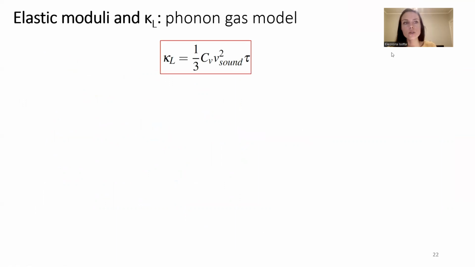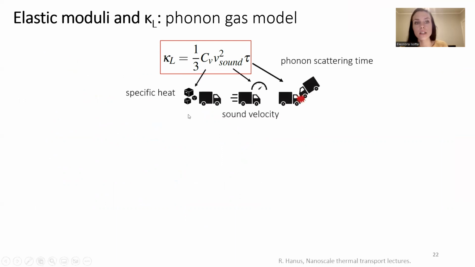So one way to picture lattice thermal conductivity in a very simple way is the phonon gas model. The phonon gas model basically tells us that the lattice thermal conductivity is proportional to the specific heat, that is how much heat the material can actually uptake, the speed of sound to the second power, that is basically a measure of how fast phonons can travel in the material, and the phonon scattering time, that is the time in between scattering events for phonons.